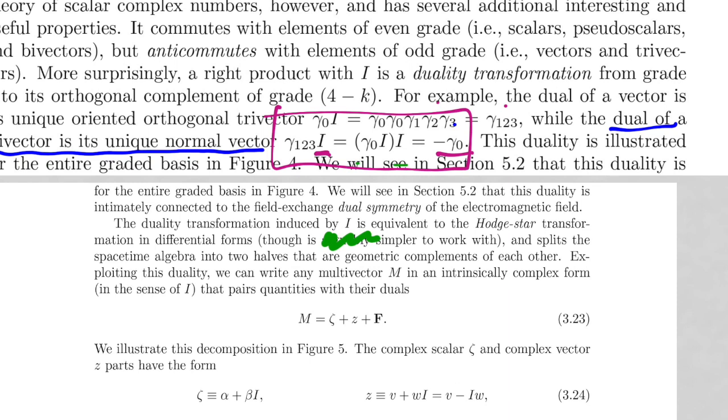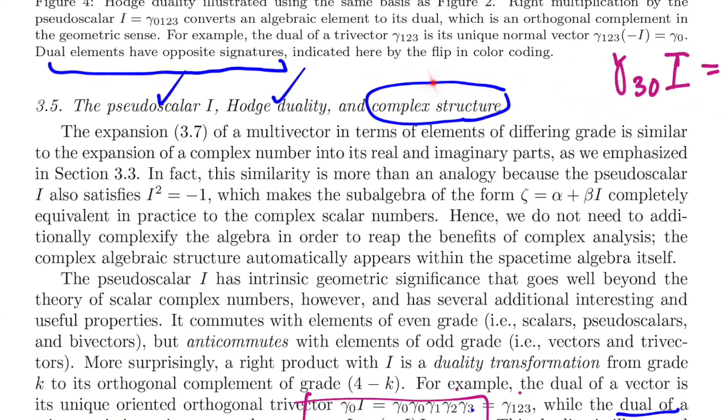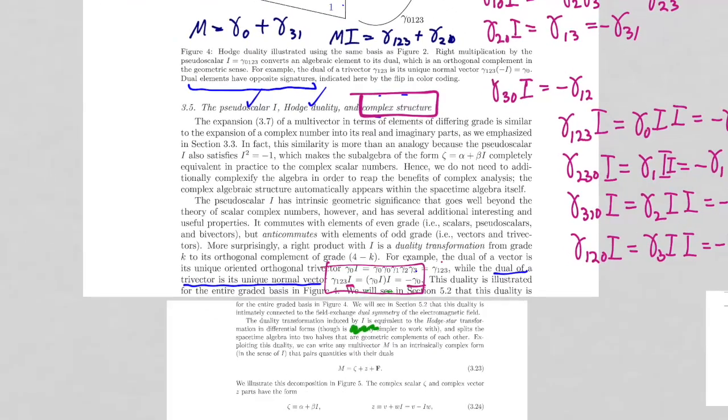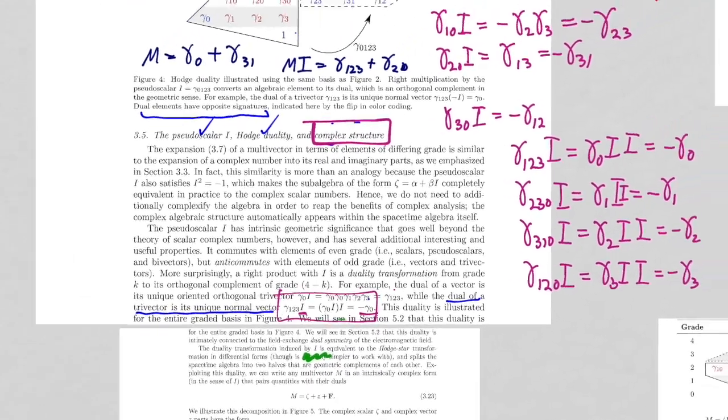Now, exploiting this duality, we can write any multivector M in an intrinsically complex form. Okay, so this is a good place to stop. We'll talk about complex structure in our next lesson. Okay, so we've made some pretty good progress, and I'll see you next time.